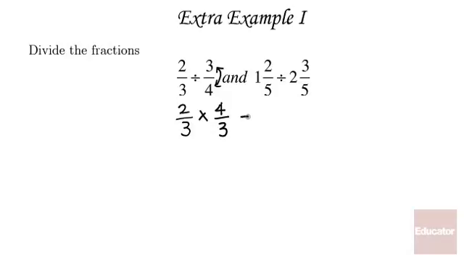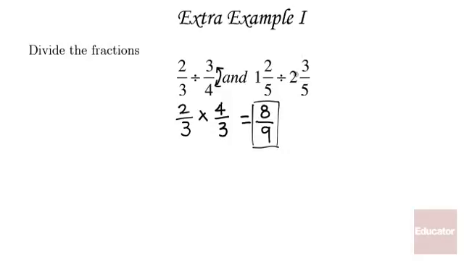So from here, I'm going to multiply my numerators. 2 times 4 is 8, and then 3 times 3 is 9. So 2 over 3 divided by 3 over 4 is 8 over 9.